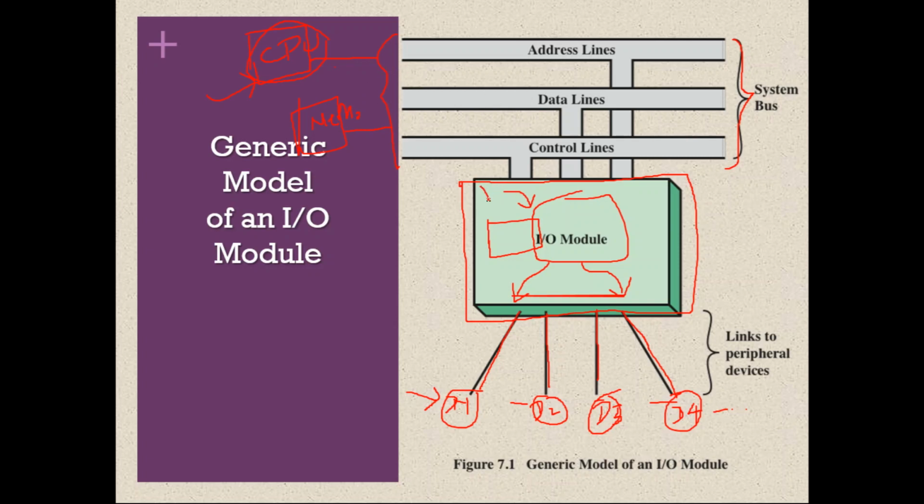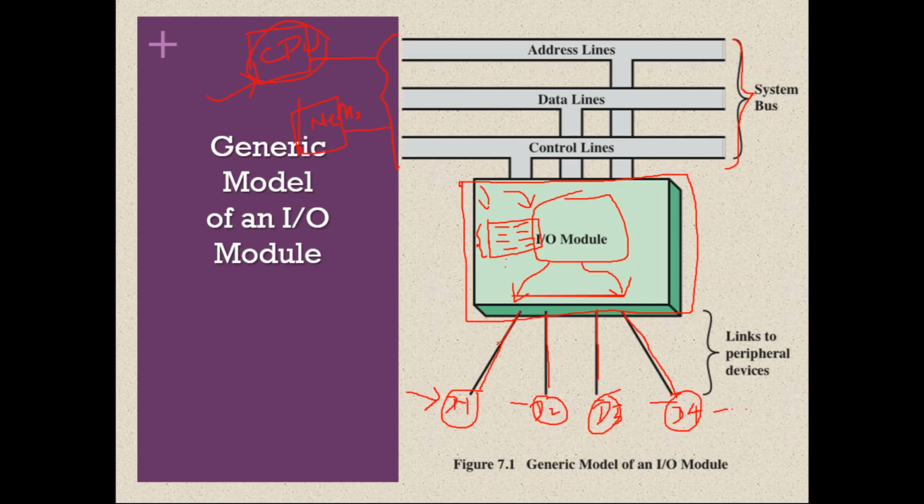So the IO module will collect the data and keep it in the buffer. It will collect the data at whatever speed the processor is sending, and keep it in the buffer. Then, according to the device speed, it will slowly send it to the device, right? So this is also one of the reasons why we need a separate IO module.